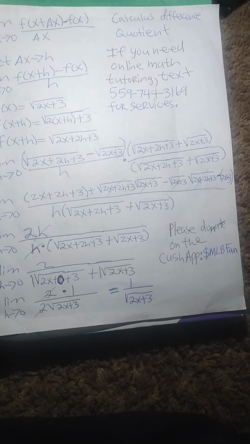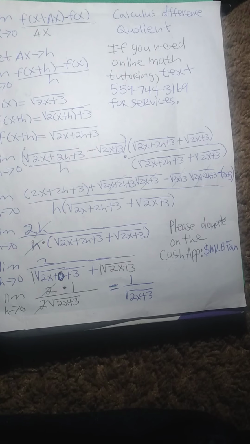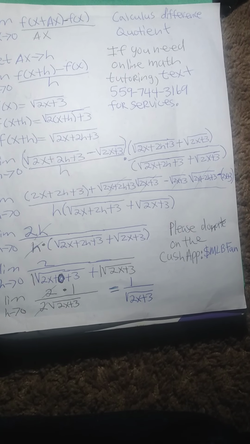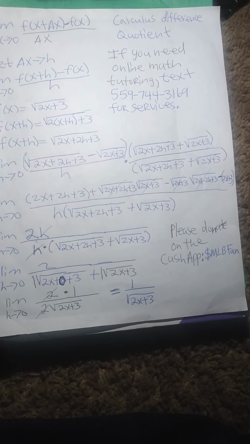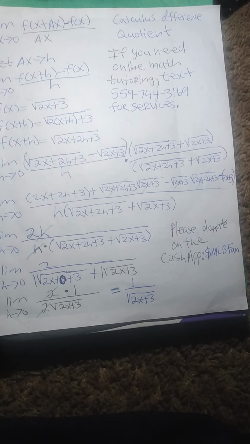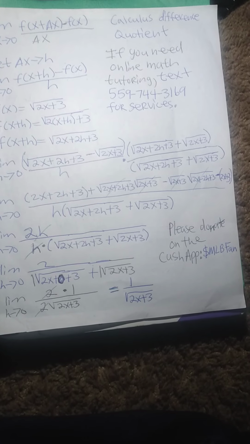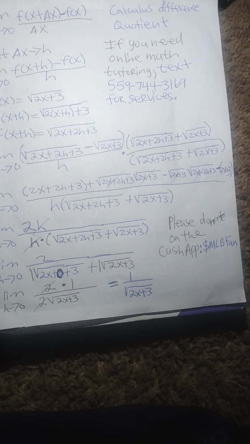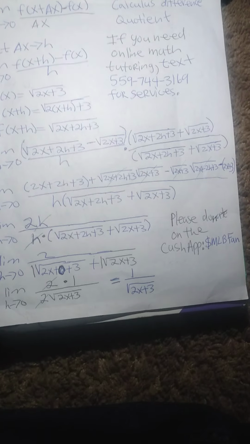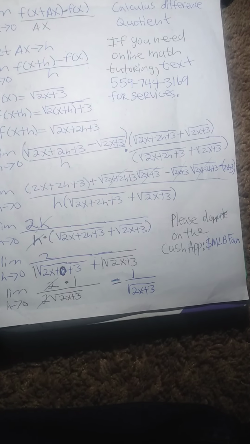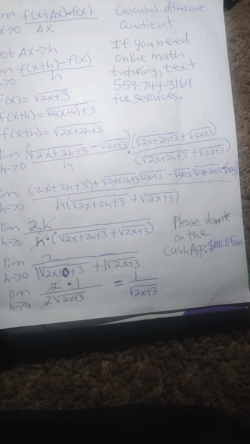First we multiplied the outer terms, so minus the square root of 2x plus 3 times the square root of 2x plus 2h plus 3, and then minus the square root of 2x plus 3 times the square root of 2x plus 3 will break down to minus 2x plus 3. And then in the denominator, it will be h times the square root of 2x plus 2h plus 3 plus the square root of 2x plus 3. And as you see, the limit as h approaches 0.